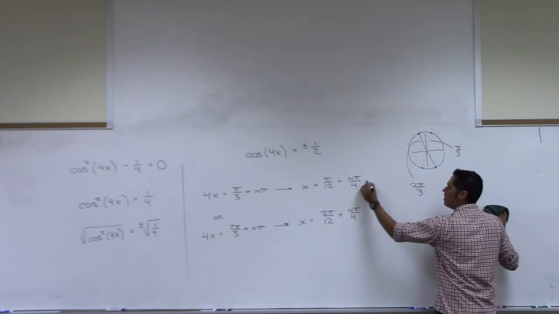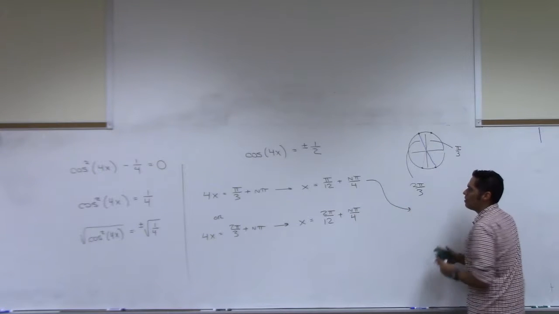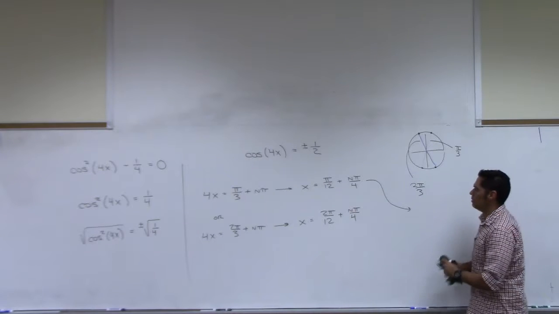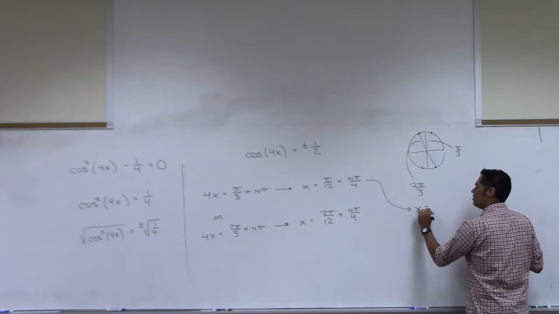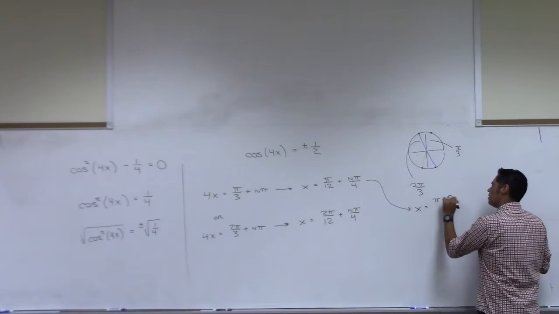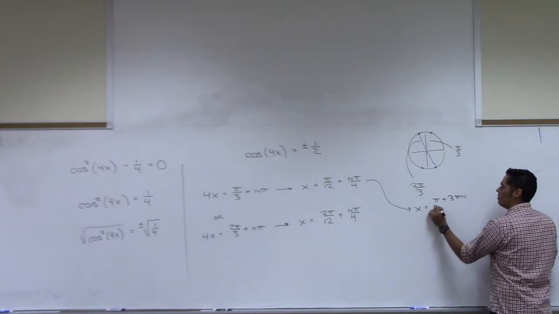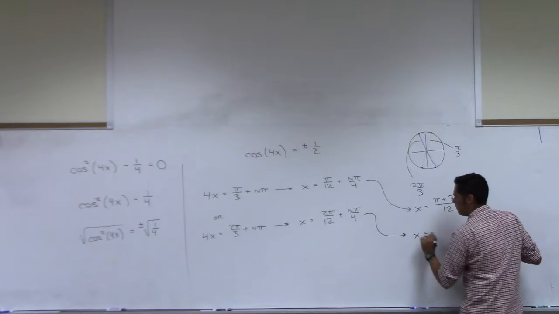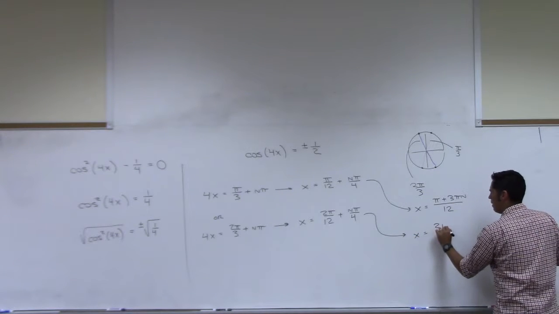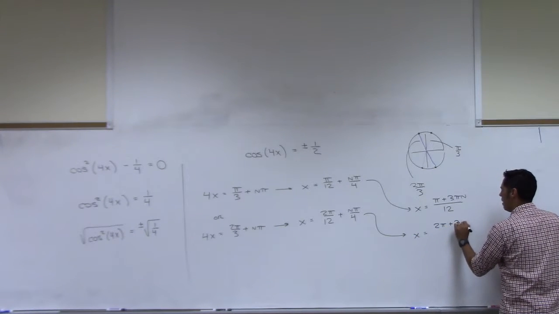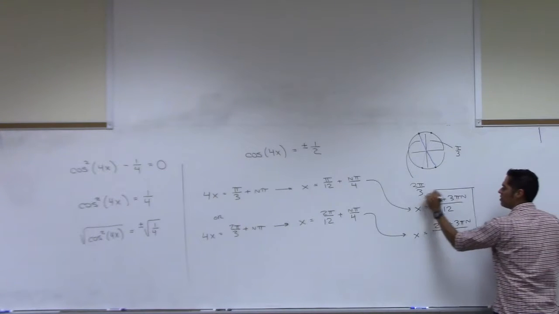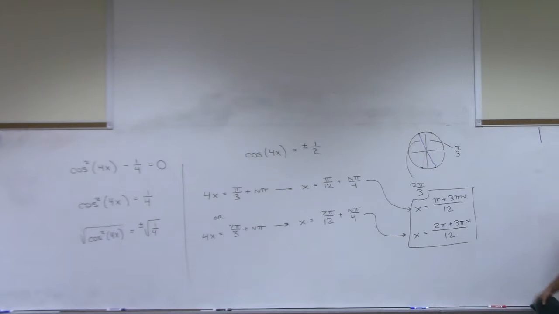Let's get common denominators now. So I'd multiply the top and bottom of this by 3 to get a 12. So this should give me x is pi plus 3 pi n over 12. And then what about this one? What does that one become? 2 pi plus 3 pi n over 12. Those are my two sets of general solutions right there.